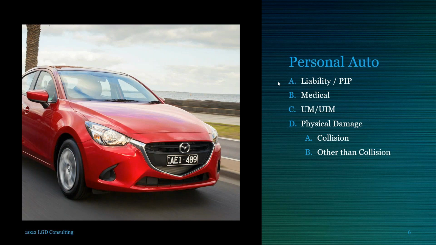Coverage C is uninsured or underinsured, and we'll go with 15/30. So if you have 15 and 30 for bodily injury under your liability, the uninsured or underinsured will probably be the same limits, 15/30. Okay, so if we're going to hit someone else and pay them 15,000 for their injuries, then you probably want 15,000 for you and your family if you're injured. So they should match.